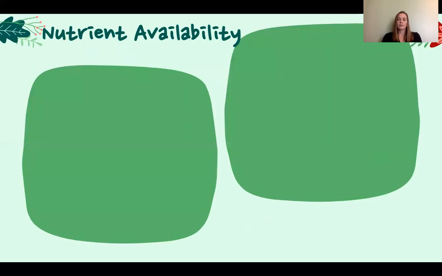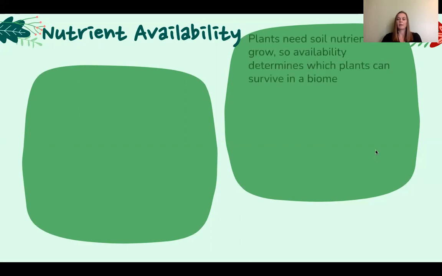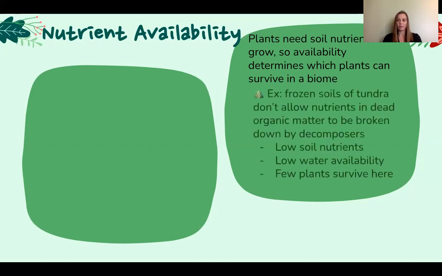Another unique characteristic of each biome is its nutrient availability. Again, this shapes what sorts of organisms can live there. Plants need those soil nutrients to grow, so the availability of nutrients determines which plants can survive in a biome. So if we go back to the example of the tundra, the soil is so cold that the nutrients in any dead organic matter are really not broken down by decomposers because it's too cold for decomposers to function. This results in really low soil nutrients because the climate also has very low water availability.